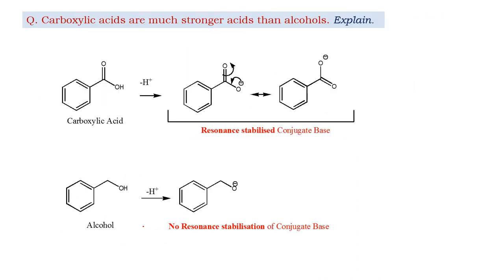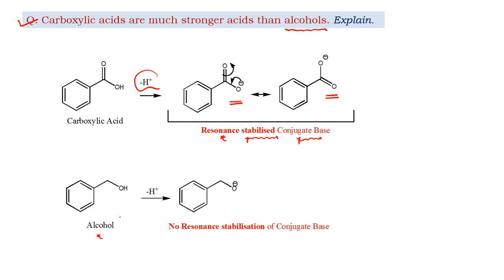A similar example: carboxylic acids, why are they stronger acids compared to alcohols? As you are seeing, as it donates H plus, it forms the oxygen with the negative charge, and the negative charge on oxygen can be stabilized with the resonance. So we can say this is a resonance stabilized conjugate base, which makes it quite stable. The conjugate base becomes stable because of the resonance effect.